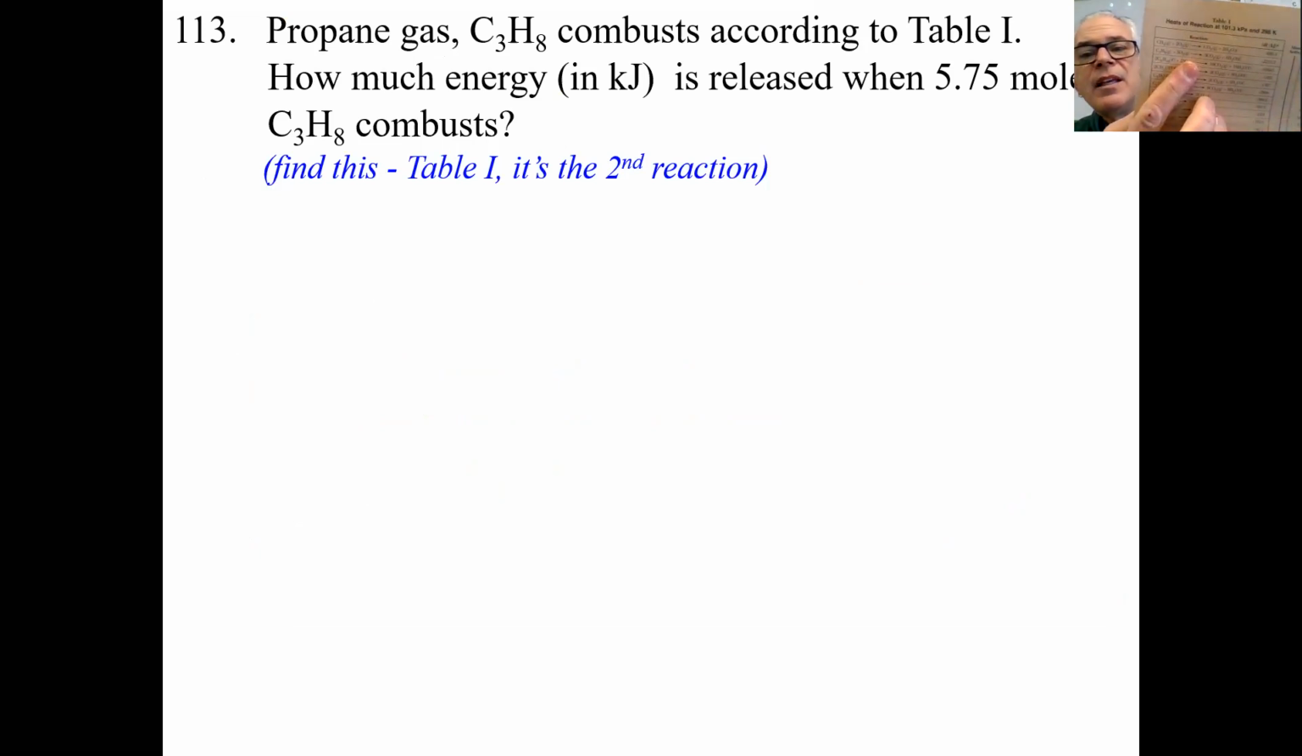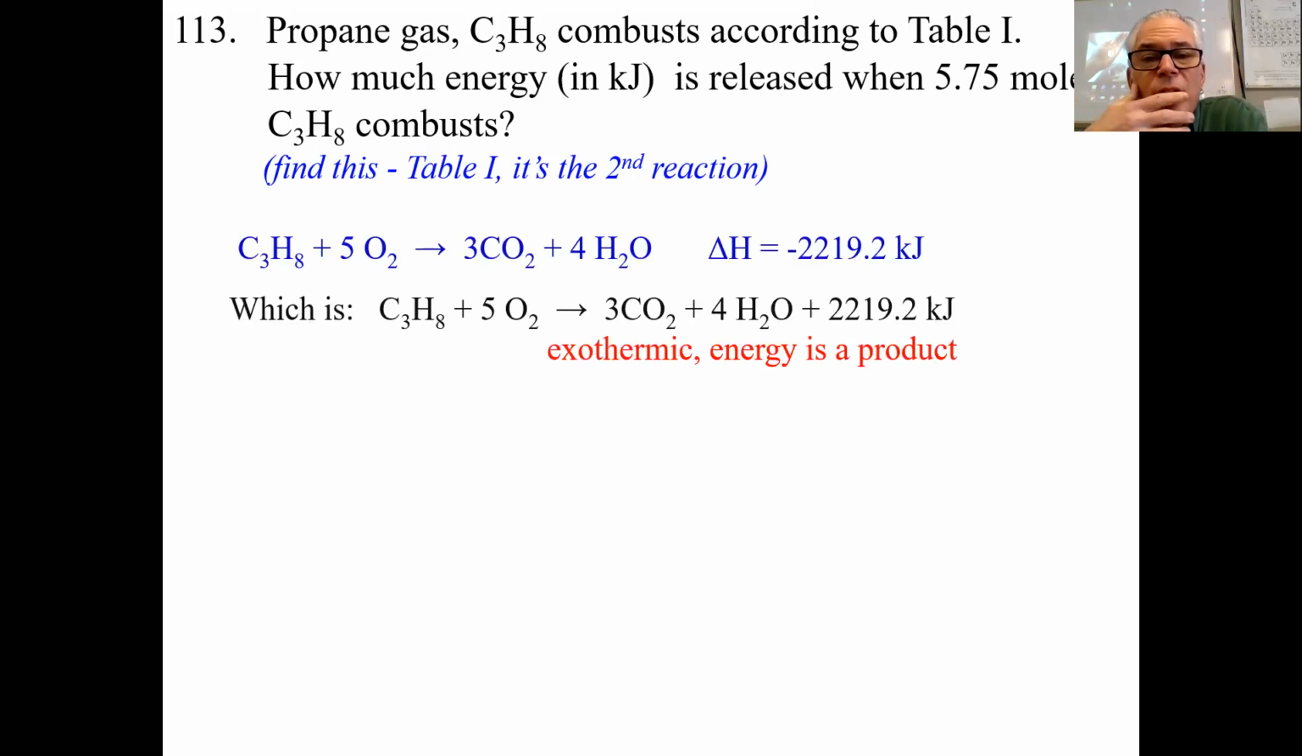Propane, C3H8. It's the second line. And it says here, when 1 mole of propane combusts, 2,219.2 kilojoules are released, right? But this question's about 5.75, so we need to do a mole ratio. First, that's what it looks like with the negative delta H, which we could rewrite with energy as a product. And we should be able to see here that when 1 mole of propane combusts, 2,219.2 kilojoules is a product.